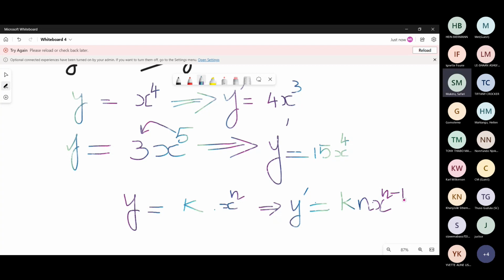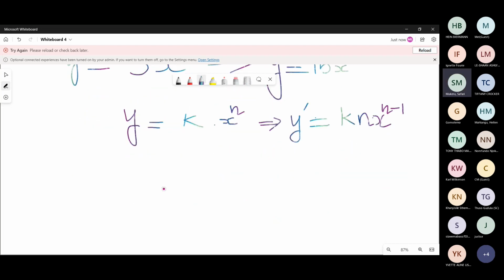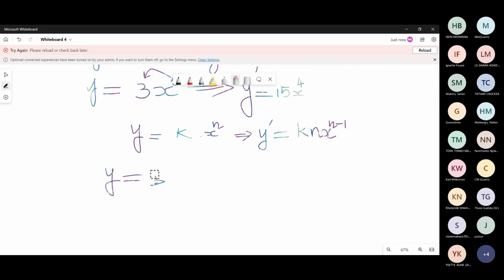Good. There are too many examples that we can give. See how general this rule is. Let me take 1 over x. How can you find y prime here? You can write this again as, 1 over x is the same thing as x to the power minus 1. Do you remember that, please? This is the same thing.